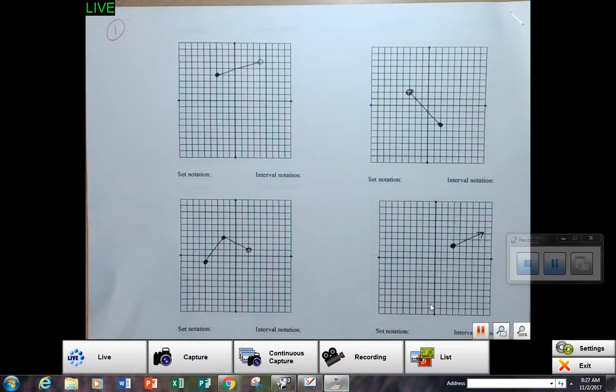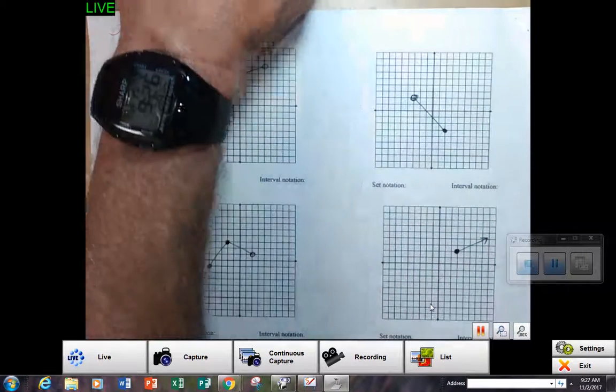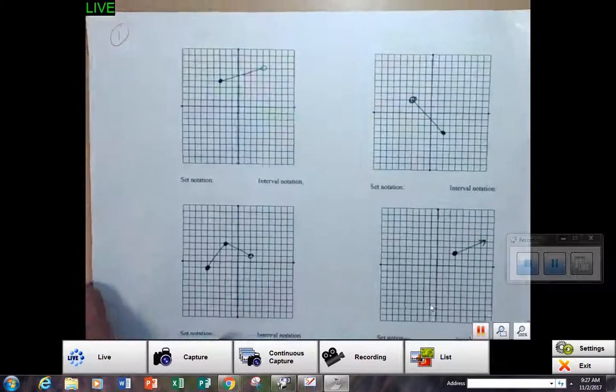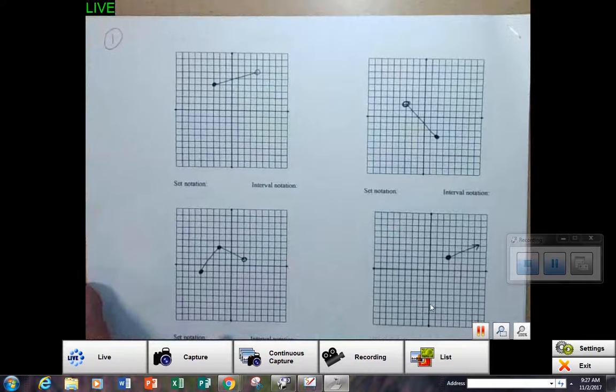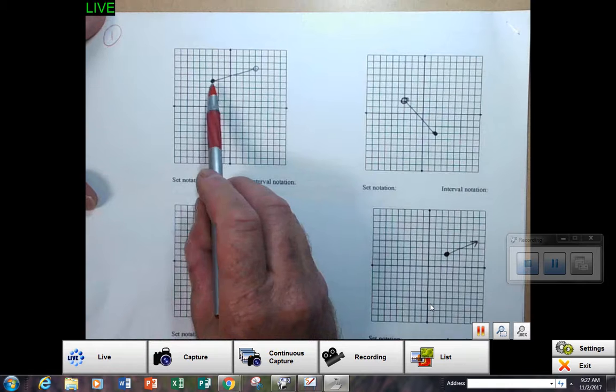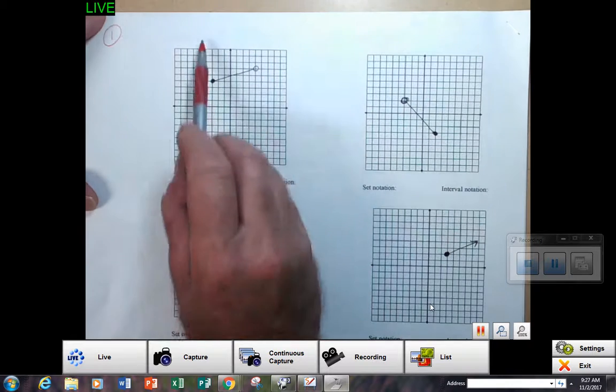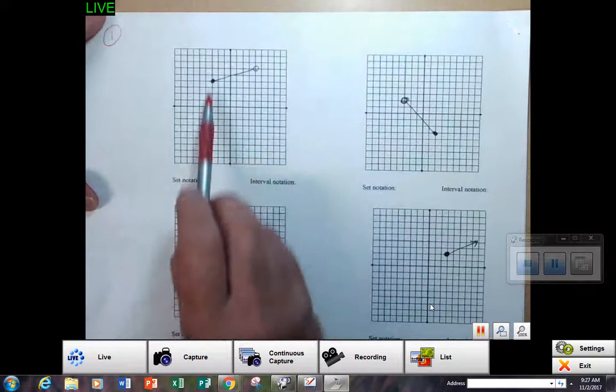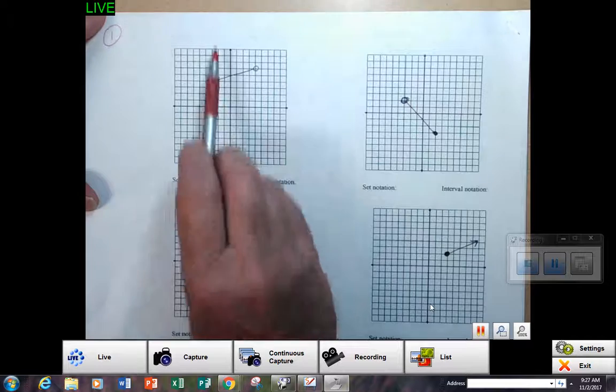For this problem right here, number 1, sorry about the way I stapled it. I stapled it a little strange. So if you take that staple in the right hand corner, this is page number 1. For this, domain is measured left to right, looking at where it corresponds to the x-axis. So from here to here is my domain.